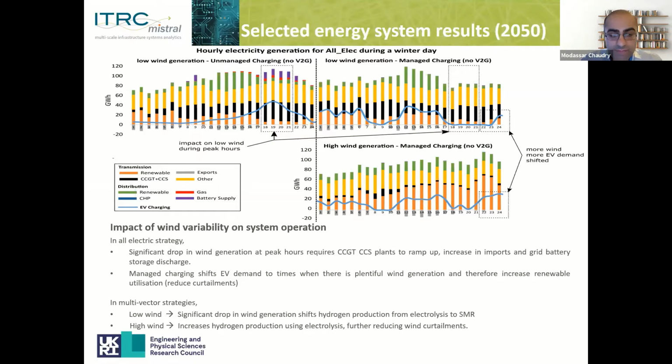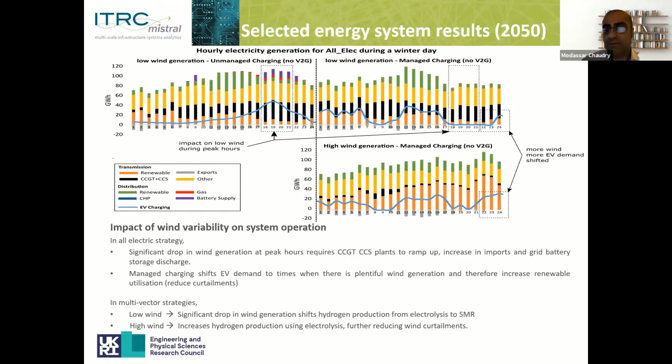And what we observe is that when there's a significant drop in wind and it coincides with peak demand, you can see increases in gas-fired generation. So this is CHP and CCS, increases in imports. We have grid-scale battery, which is discharged to make up for low wind generation. So even though the system is operating in that we don't get loss of load, we get higher operational costs and emissions.